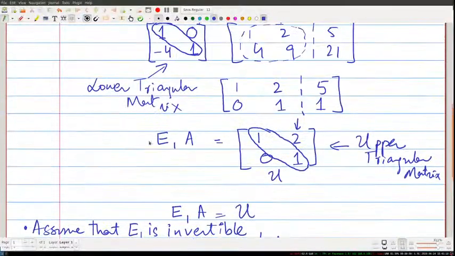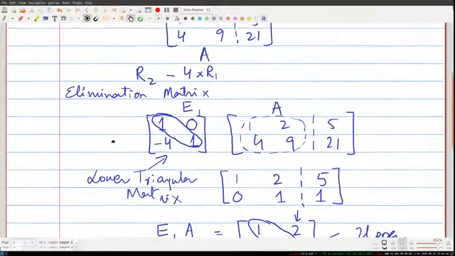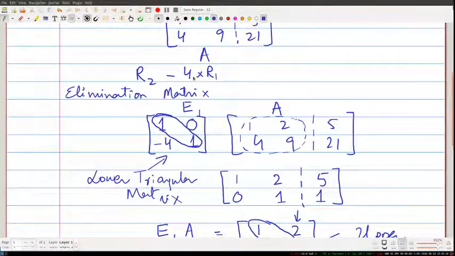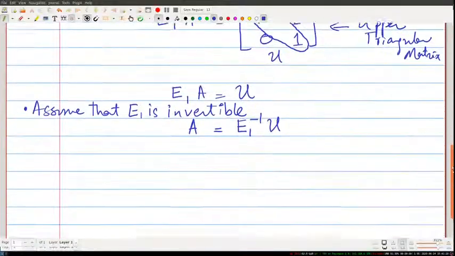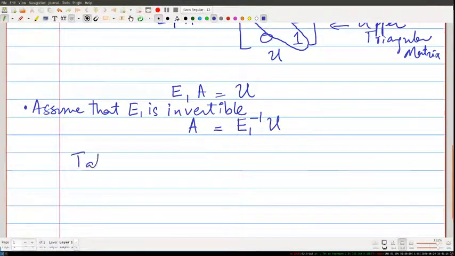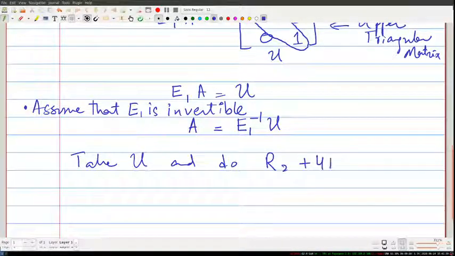What this E1 did was the row operation row 2 minus 4 times row 1. If I want to reverse this row operation, all I can do is the reverse of that operation: take U and do row 2 plus 4 times row 1. And let's see if that gives me the same matrix.